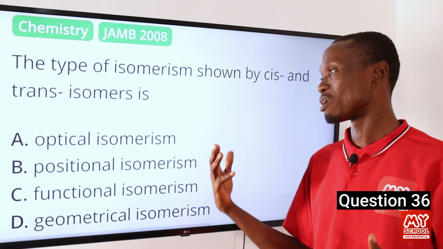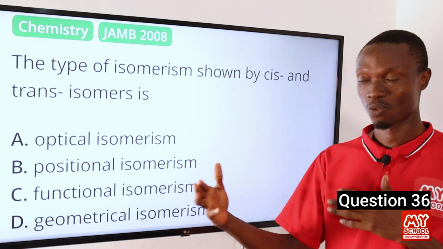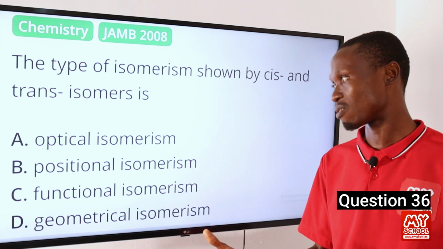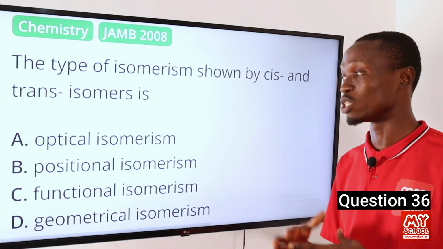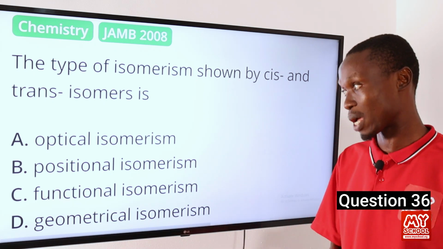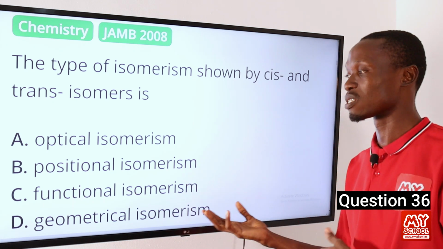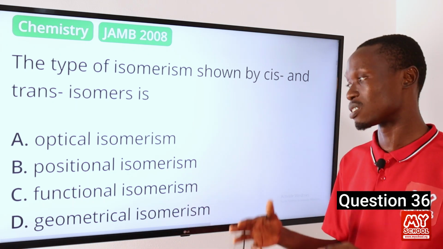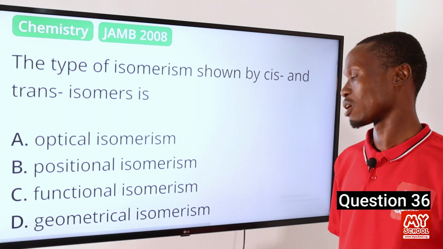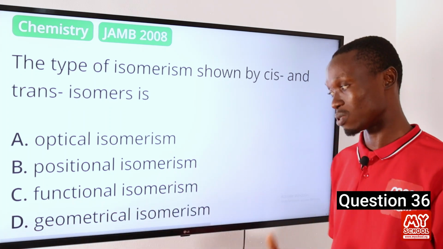While optical isomerism has to do with something like a mirror image, where the compound has a mirror image of itself, positional isomerism has to do with the position of the functional group in that compound, while functional isomerism has to do with different functional groups present in compounds. So the answer to this question is option D, geometrical isomerism.